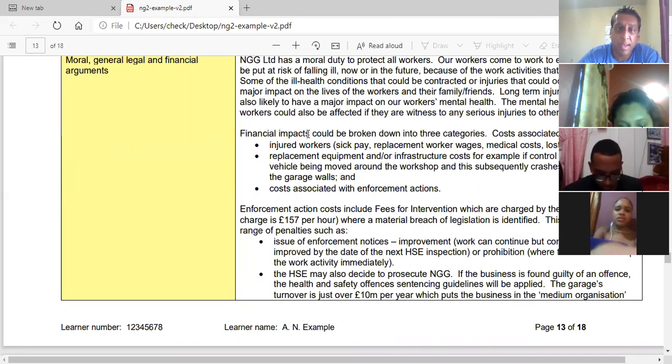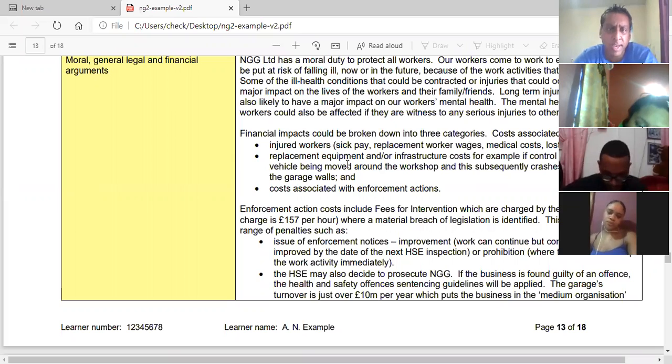I mean, this seems to be like direct cost here. I'm seeing injured workers, sick pay, all of this seems to be direct anyway. Infrastructure costs, right? So you go through all of that, and we did mention all of these here. Fees for intervention, right? That is a cost, which is payable to the Health and Safety Executive for material breach of the HSW Act. You have to use your notes.